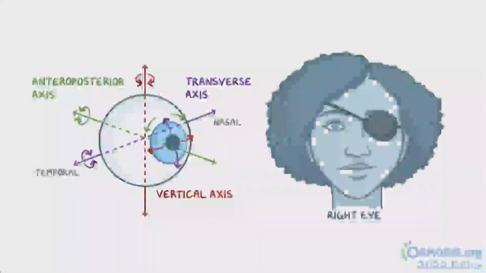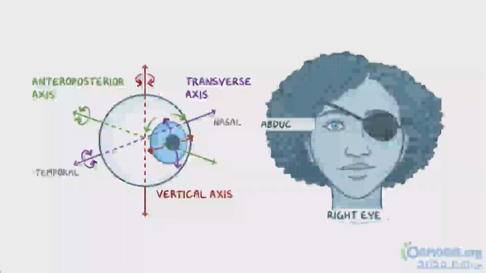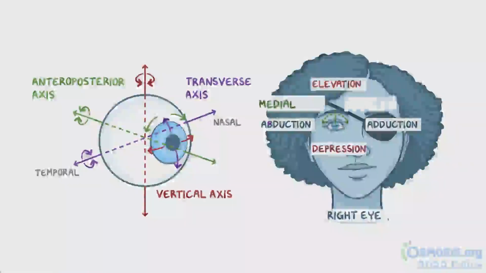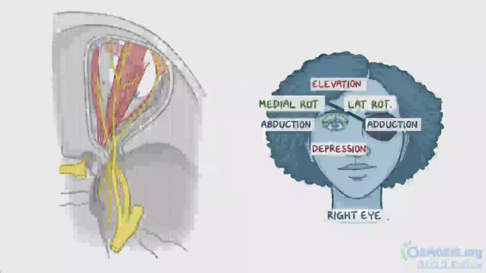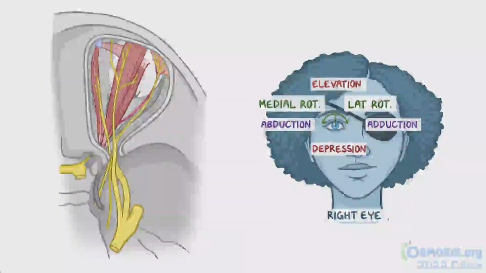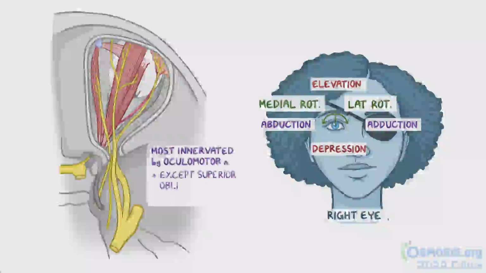The eyeball can move along 3 axes, which results in 6 possible movements: abduction and adduction, elevation and depression, and medial and lateral rotation. The extrinsic eye muscles perform different combinations of these movements, and their correct function can be clinically tested. Most of them are innervated by the oculomotor nerve, except for the superior oblique, innervated by the trochlear nerve, and the lateral rectus, innervated by the abducens nerve.